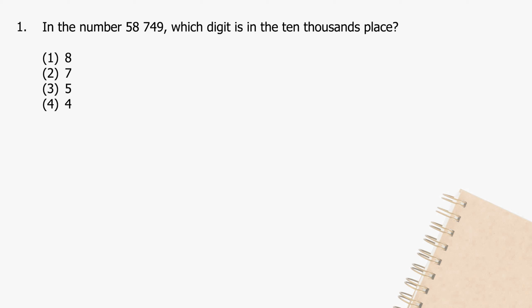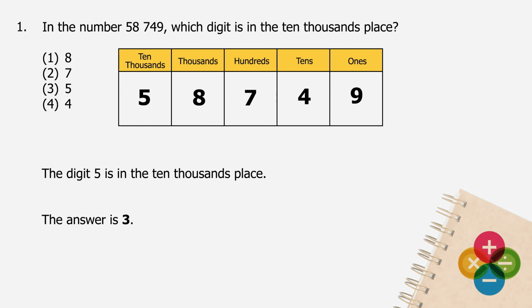Question 1. In the number 58,749, which digit is in the 10,000s place? The digit 5 is in the 10,000s place. The answer is 3.